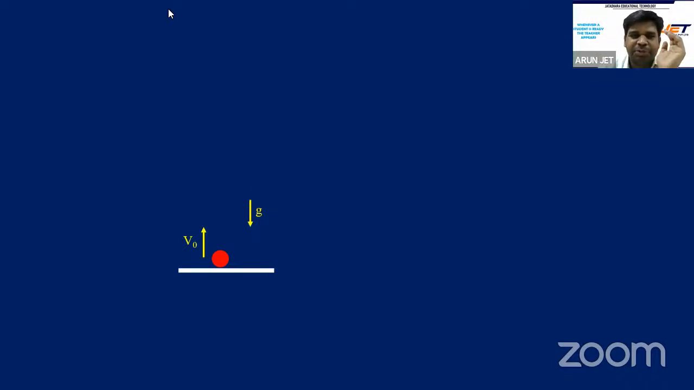The situation is, now I have a ball on the ground. I am projecting that particle with a velocity v naught in air.